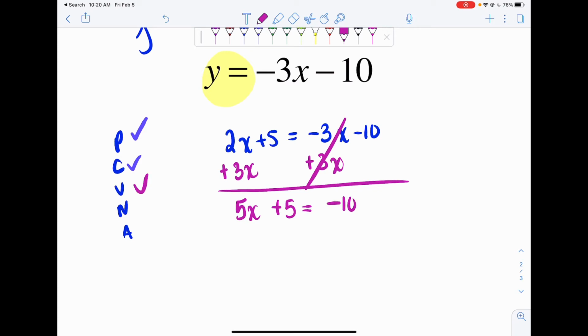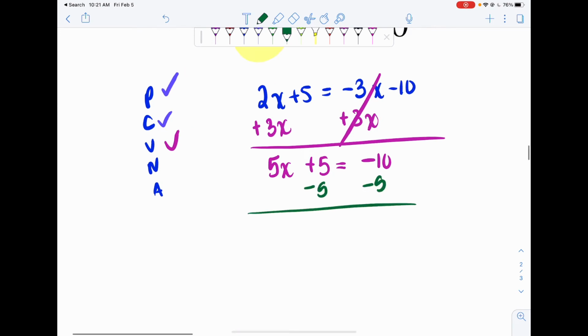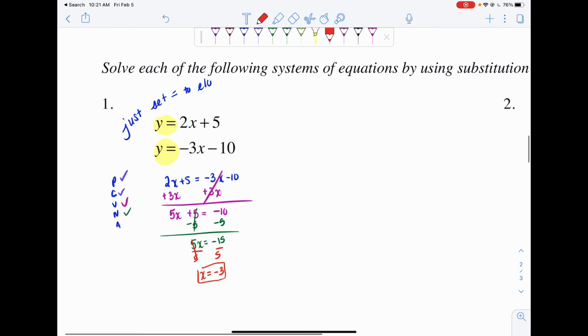I like what we're doing so far. My next step, are all my numbers on the right-hand side? They aren't, because if you look, I have a 5 on my left and a negative 10 on my right. So I have to ask myself, how do I get rid of that positive 5? I subtract 5. So I get 5x equals negative 15. Now I have to ask myself, how do I get rid of that multiply by 5? I divide by 5. So I get x equals negative 3. But if you look, I'm not done. I just have x equals negative 3. I need a y value now.